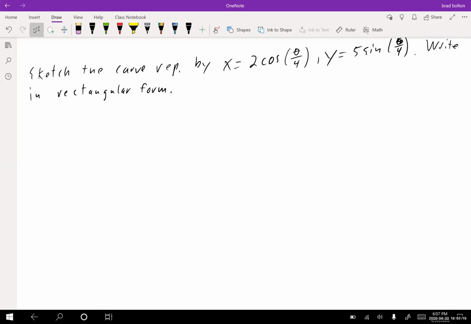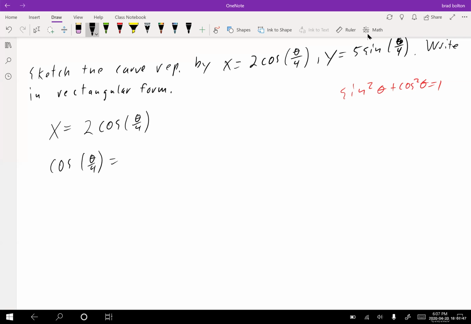Okay, so let's do some work here first. More than likely, because we're dealing with trig, you'll be writing over here sine squared theta plus cosine squared theta is equal to 1. We know that x is equal to 2 cosine theta over 4, but that really means that cosine of theta over 4 is equal to x over 2, and then we can square both sides. So we now have cosine squared theta over 4 is equal to x squared over 4.